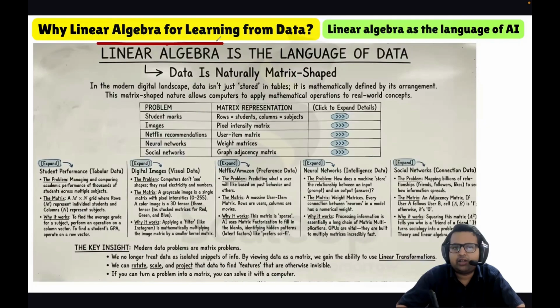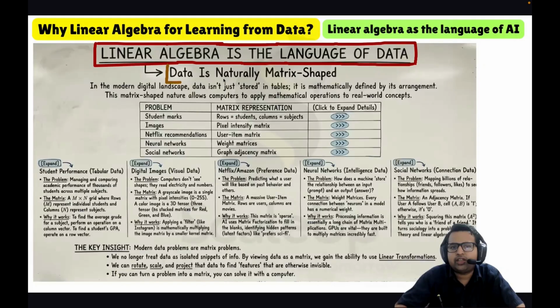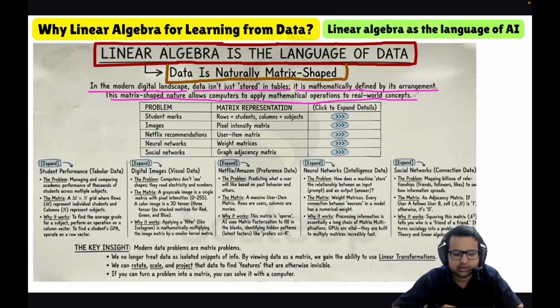Linear algebra is the language of data. Data is naturally matrix shaped. See, in the modern digital landscape, data isn't just stored in tables, it is mathematically defined by its arrangement. This matrix shaped nature of data allows computers to apply mathematical operations to real world concepts.